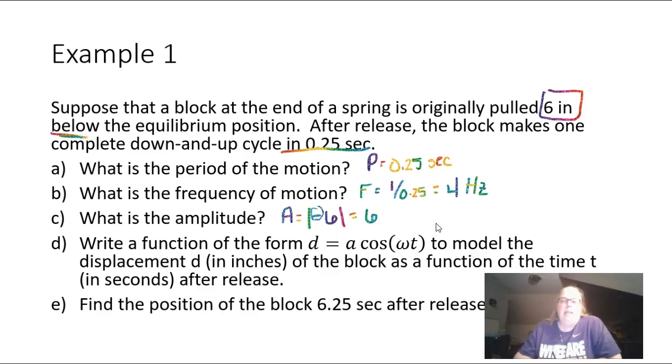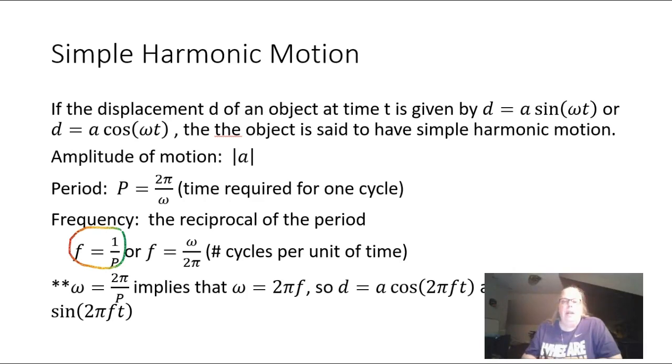Part D, write a function of the form d equals a times the cosine of omega t to model the displacement in inches of the block as a function of the time in seconds after the release. Conveniently, we know a from part C, and we need to figure out omega. Let's back up and see what our formula is to find omega. We can use the frequency: the frequency is equal to omega divided by 2 pi.